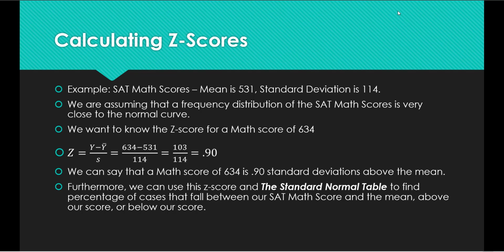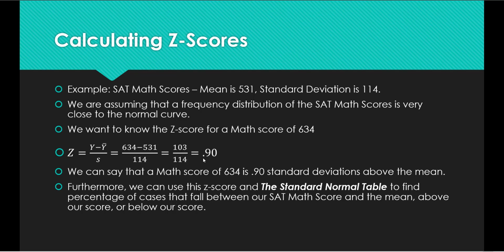And we're again going to use that formula: the z-score is equal to y minus y bar over s. And so we're going to take y and substitute 634. We're going to subtract the mean of 531, and then divide by 114. And what we end up with is a z-score of 0.9. So what we can say is that a math score of 634 is 0.9 standard deviations above the mean.